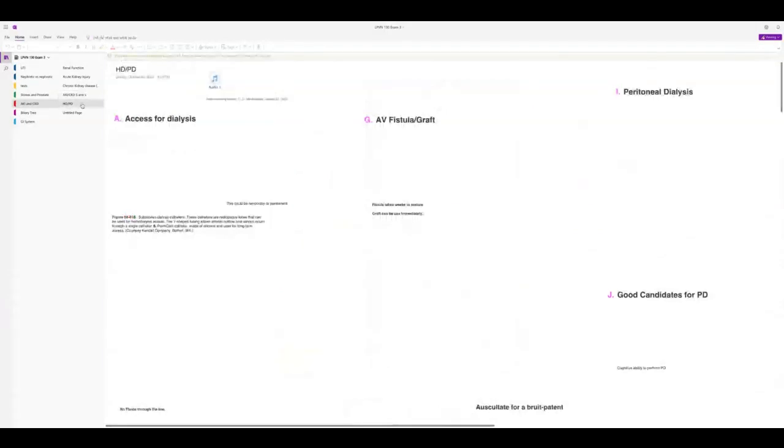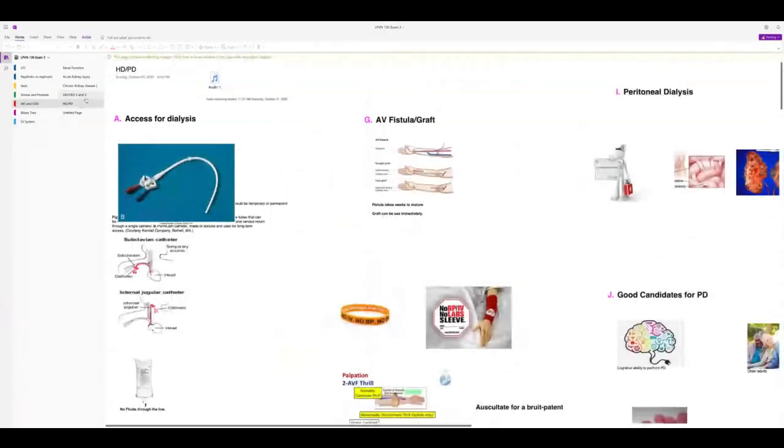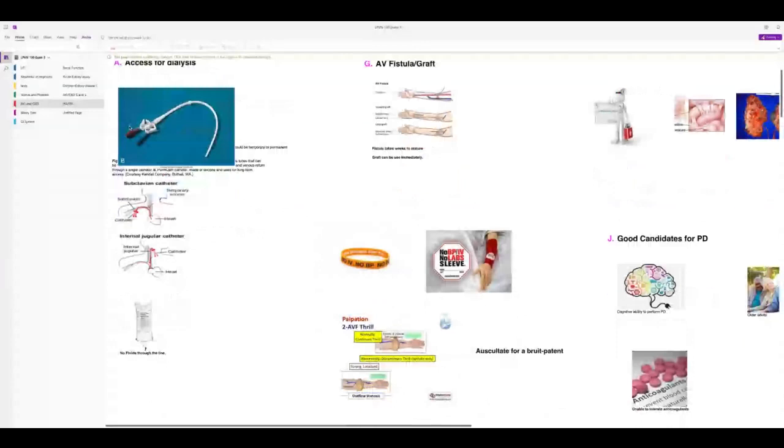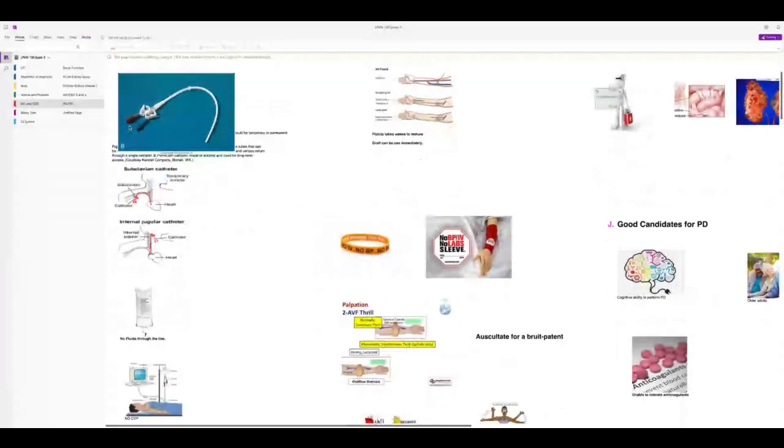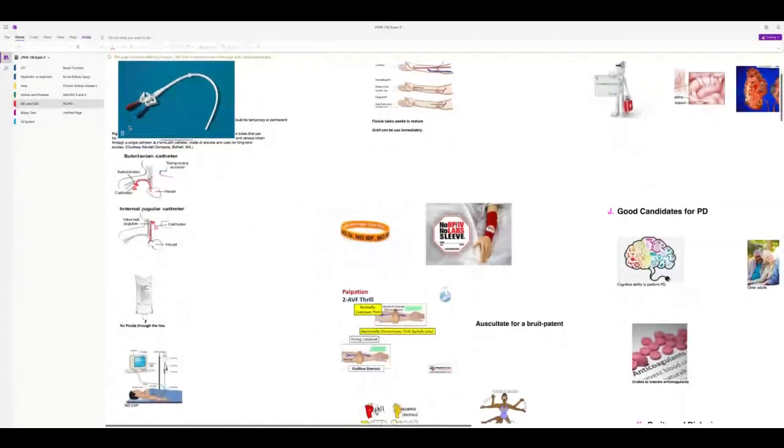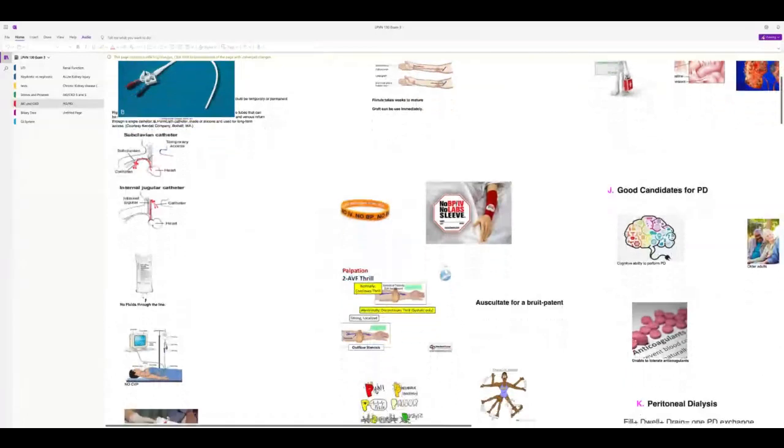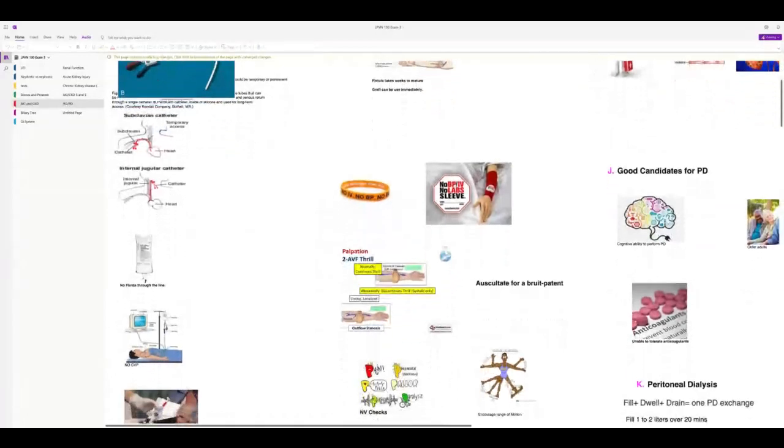Okay, so hemodialysis and peritoneal dialysis. With hemodialysis, they need some kind of access device. This is not a permanent one. It's called a permacath, but it's not really permanent. It can be short term, but it can be used long term as well. And it just goes in the subclavian or internal jugular.